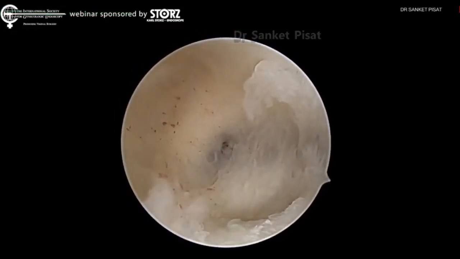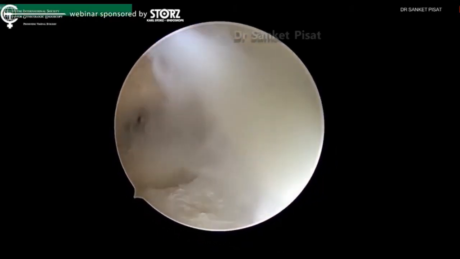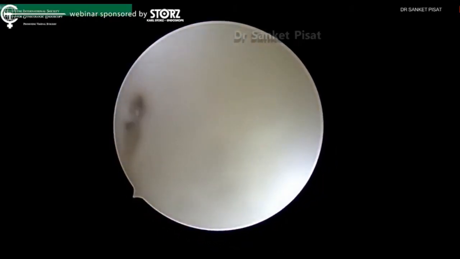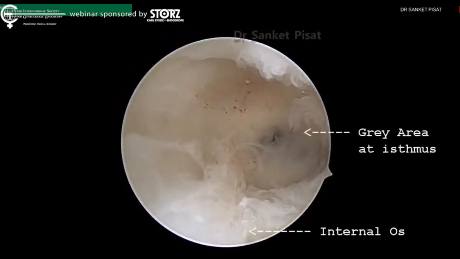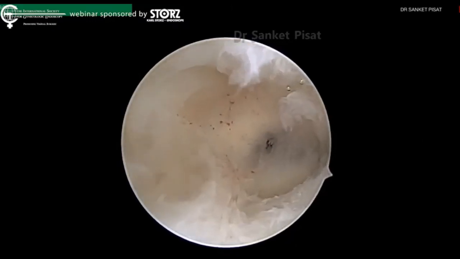Now if we take a close look, we can see that we have gone a little beyond the internal os, and when the telescope is moved forward and backwards, the cervix now gives way to the internal os, and here you can see that the external outer point is the internal os, but also seen in this picture is a grey area at the isthmus.